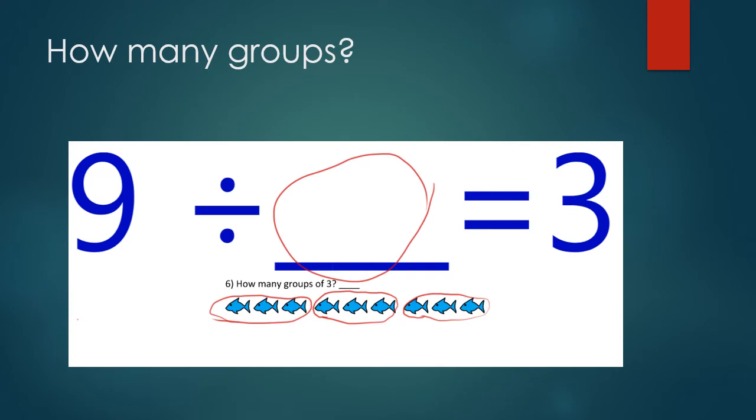So again, how many groups? 9 divided by what equals 3? Well, I already circled the groups of fish. How many groups of fish? Look for the red circle to help you.